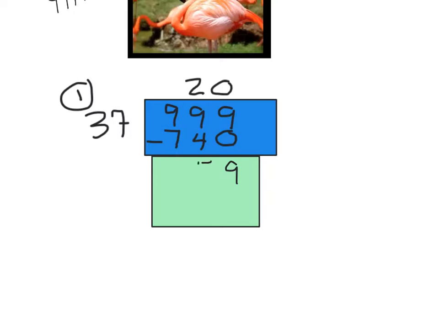Well, that's going to give me 5. And 9 minus 7, well, that's going to give me 2. So now I'm looking at the 37. It will not fit into the 25, so I'm going to be working in the 1s column here, right up on top.